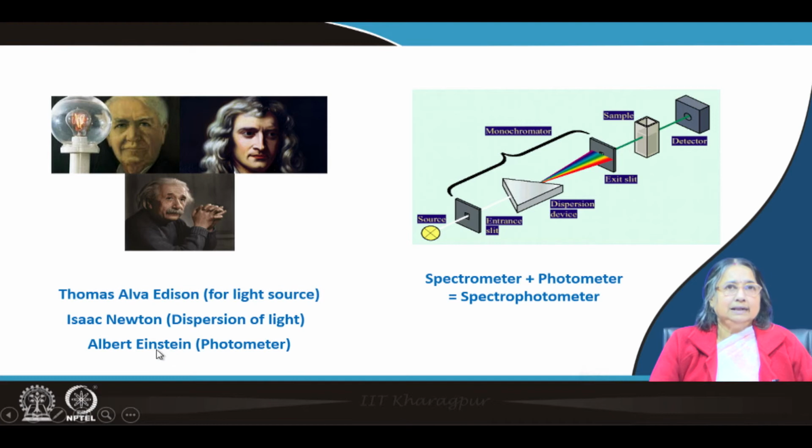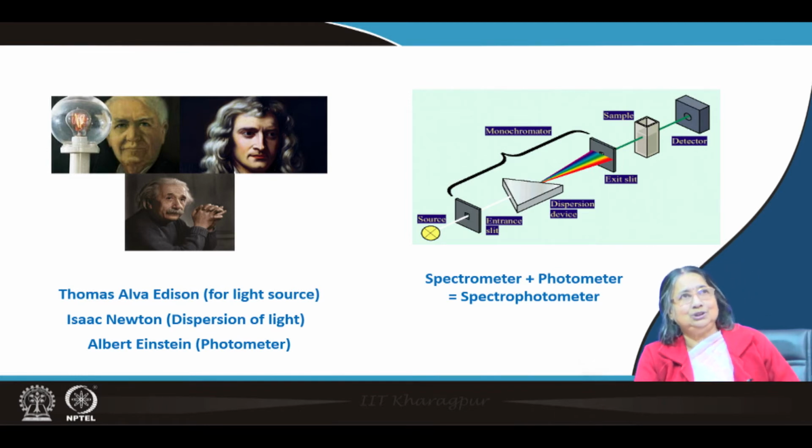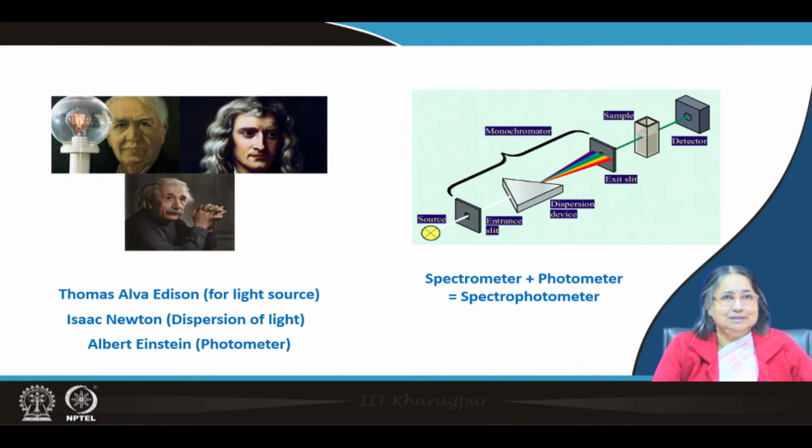And then Einstein. Albert Einstein got the Nobel Prize for the photoelectric effect. Although his most famous discovery is E equals mc squared, that is not an experimental thing, which is why he did not get the Nobel Prize for that, but he got the Nobel Prize for the photoelectric effect. So, this is the application here. Basically, all three scientists' contributions are in the spectrophotometer.